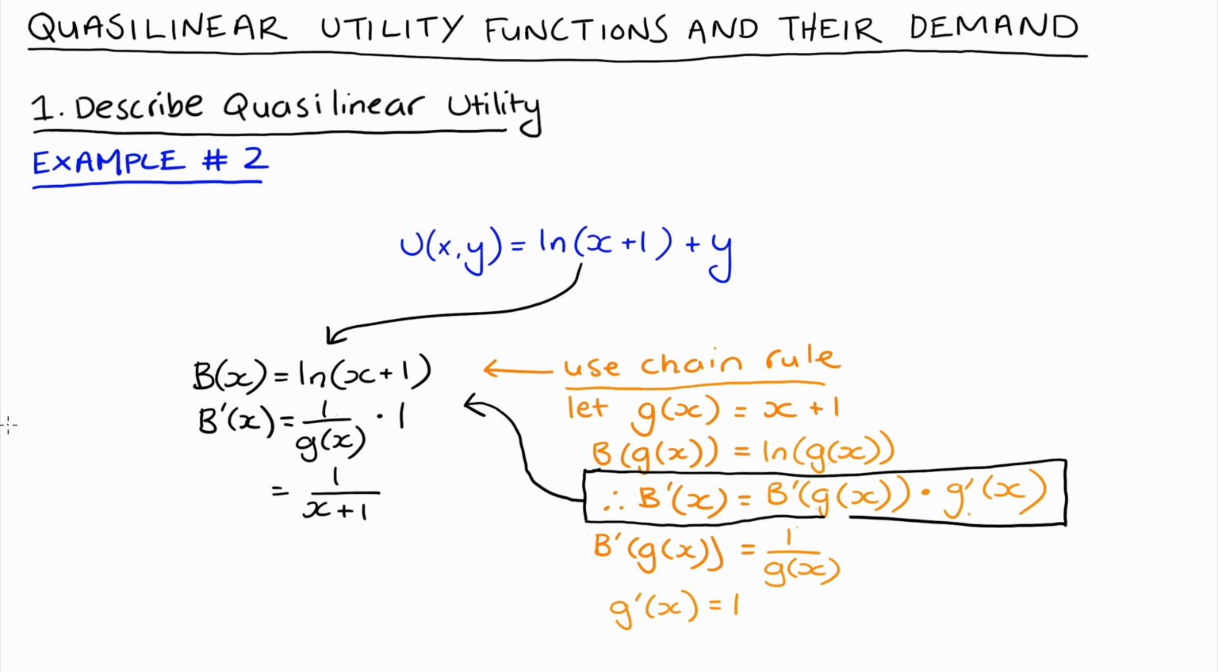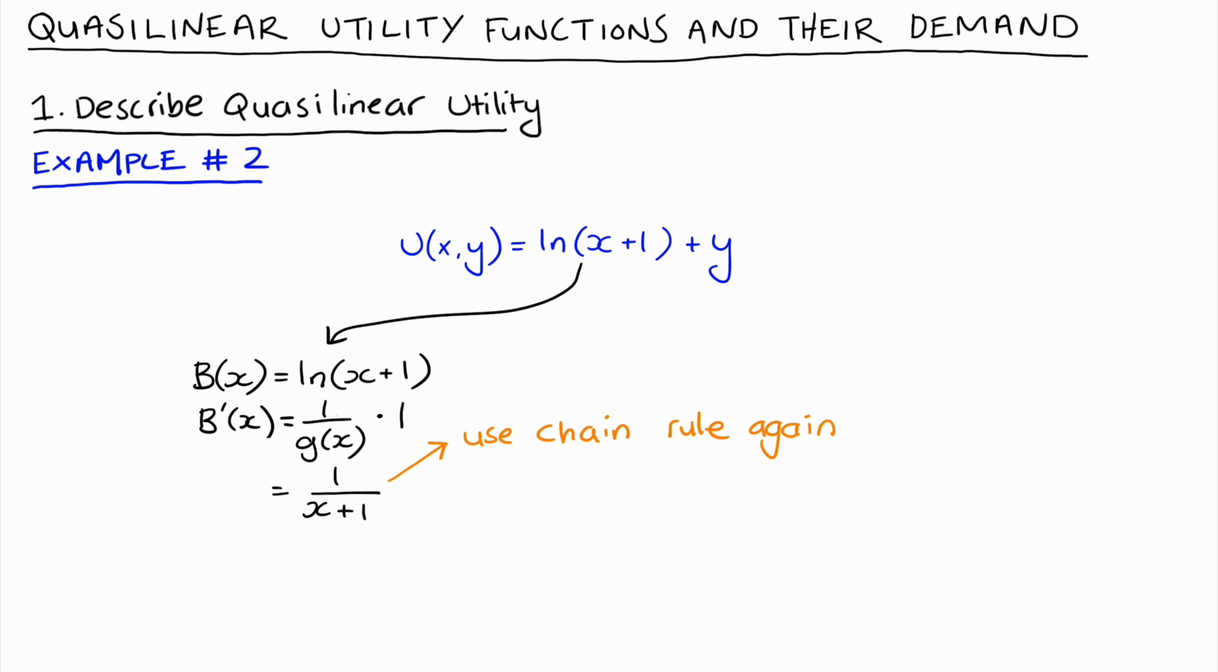To find the second derivative, I'm going to take the derivative again of b prime of x. And again, this is another composite function. So I'm going to use the chain rule again. I won't write it out formally this time because actually the notation I find gets a bit confusing. So I'll just walk you through it. So x plus 1, that's like our little function, and the larger function is 1 over our little function.